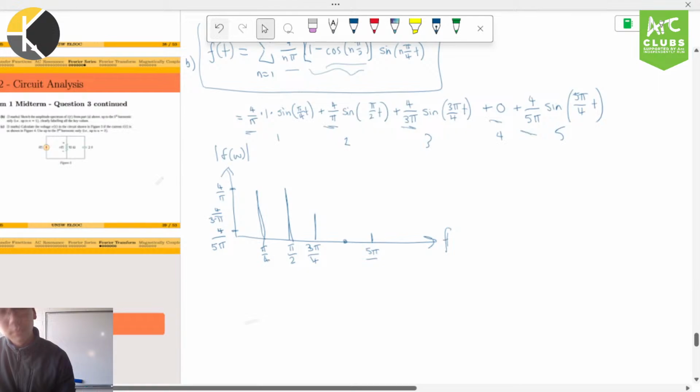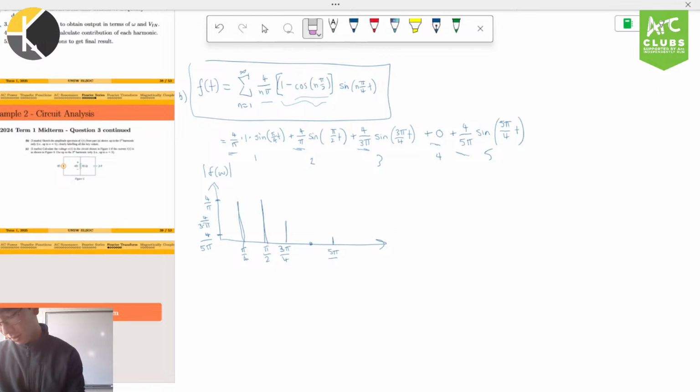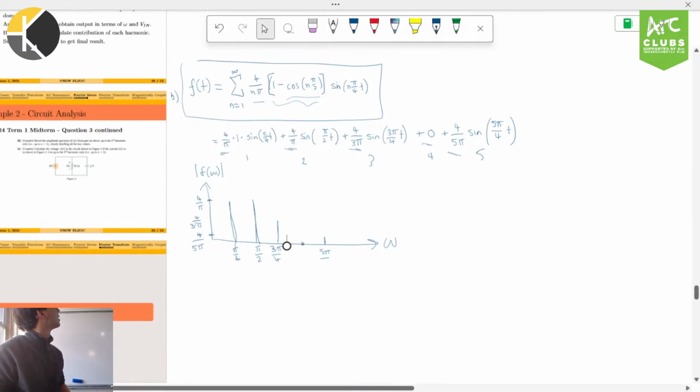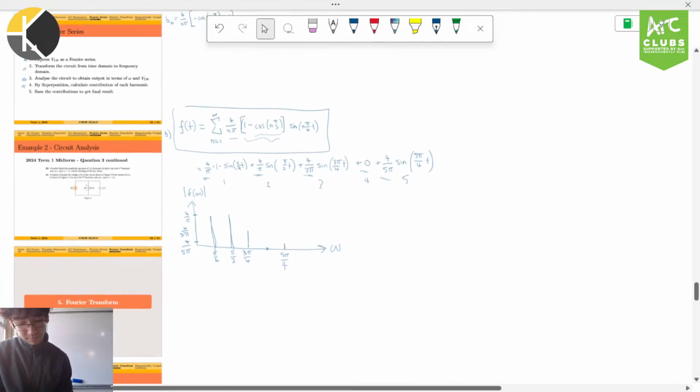Is it in terms of frequency or angular? Oh, my bad. Yeah, it would be in terms of angular frequency. So this would be in terms of omega. Would that be 5 pi over 4, which was the last one? Oh yeah, sorry, that didn't come through on the laptop. Sweet. And this would be pi.